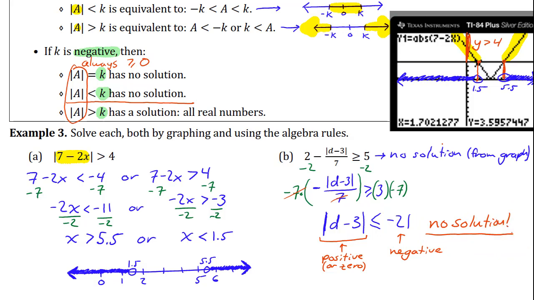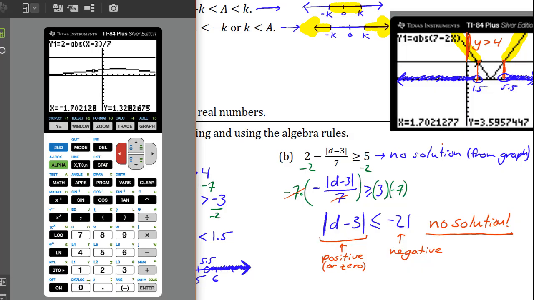Okay, and again, from the graph, it's good to know what to look for here. If we're trying to make this greater than or equal to 5, we want to find the points where the y-coordinate is up here, where it's greater than or equal to 5. If all these y-coordinates are below 5, that's no good. Those values of x, in other words, are not solutions of this.